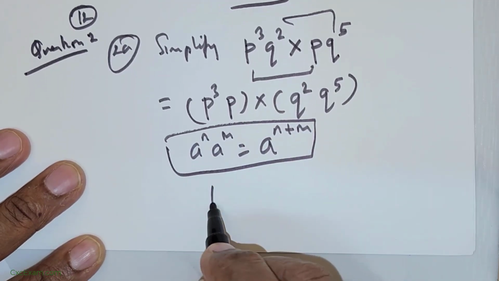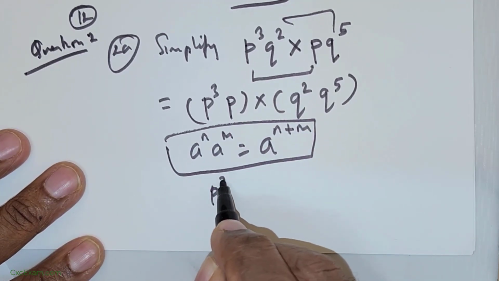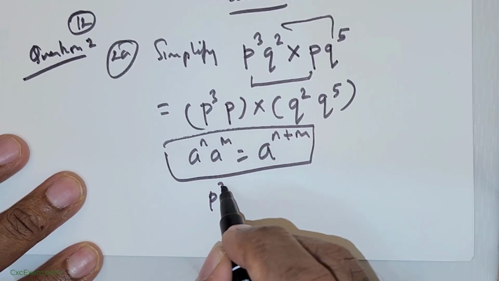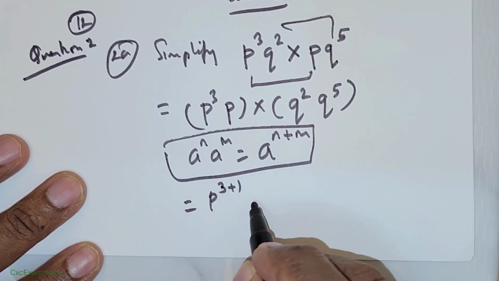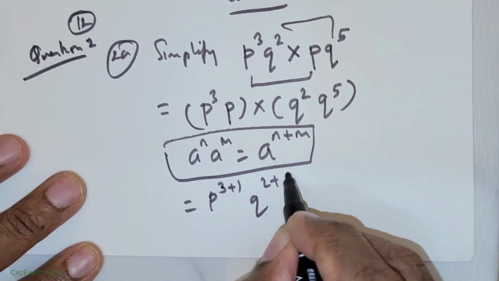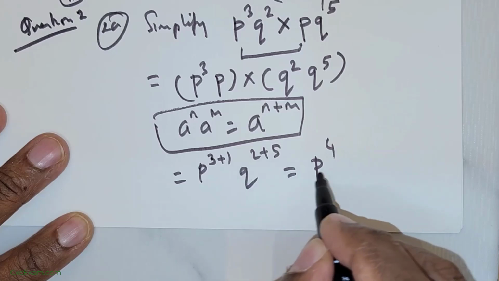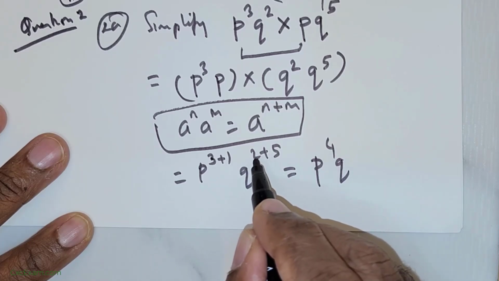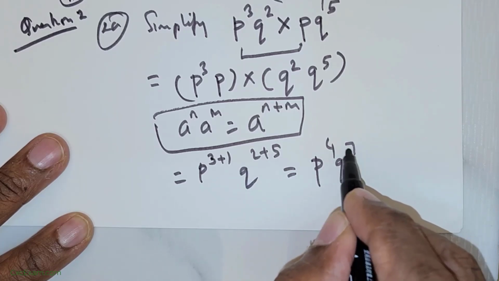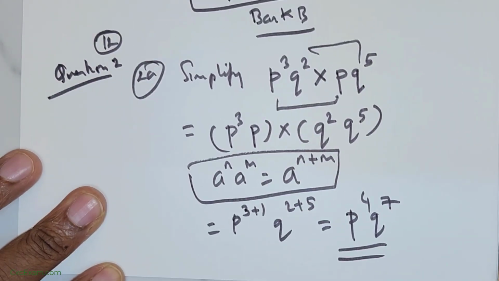So utilizing this formula, I will write p raised to the power of 3 times p raised to the power of 1 as p raised to the power of 3 plus 1, and q raised to the power of 2 plus 5. Now this can be written as p raised to the power of 4 times q raised to the power of 2 plus 5, which is 7. So this is the solution for this question.